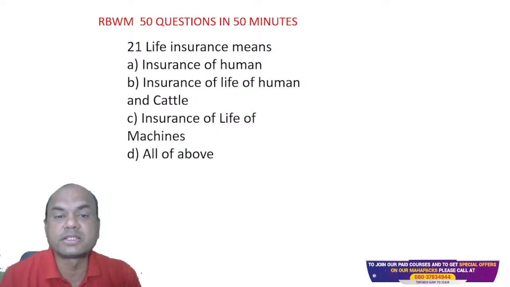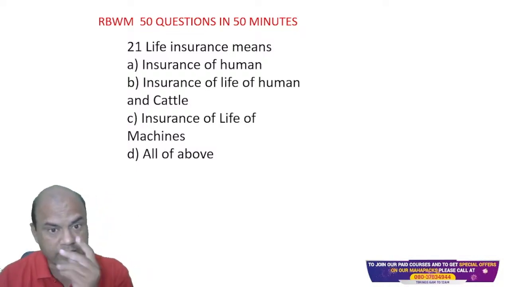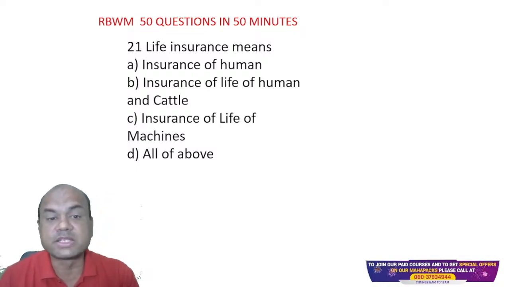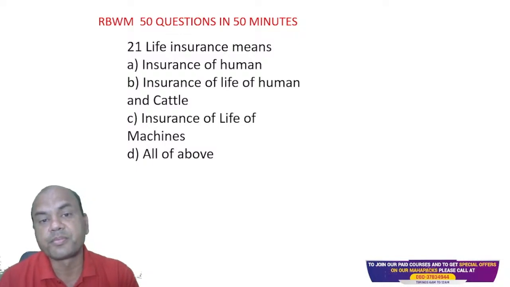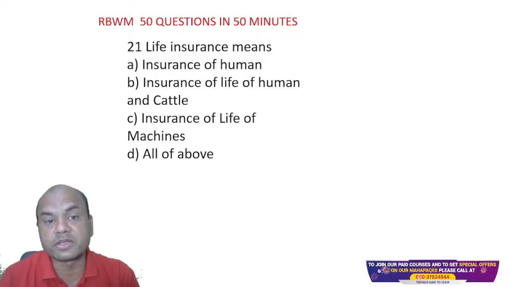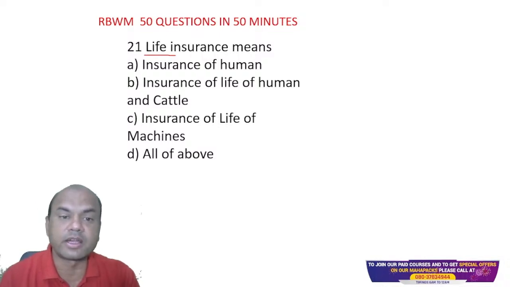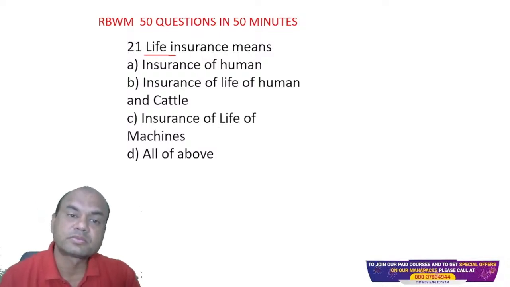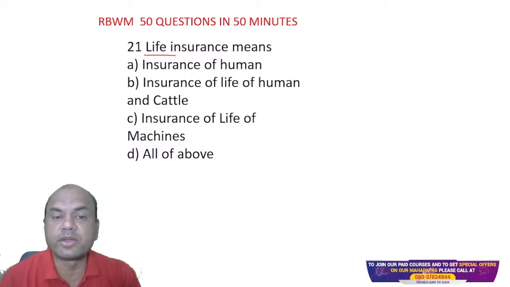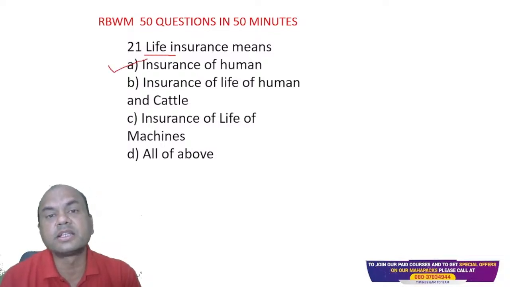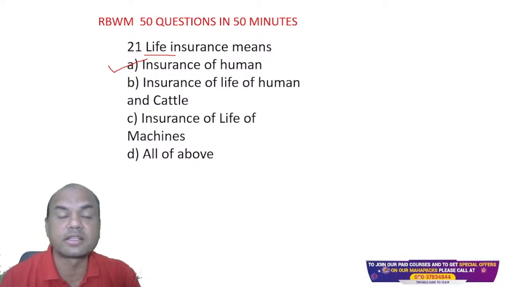Life insurance means insurance of human, insurance of life of human and cattle, insurance of life of machines, or all of the above. We are talking of life insurance. How many of you are getting it correct? Let me see. Many of you are typing B, insurance of life of human and cattle. So the answer is A. Cattle life insurance is known as livestock insurance. That comes under general insurance.